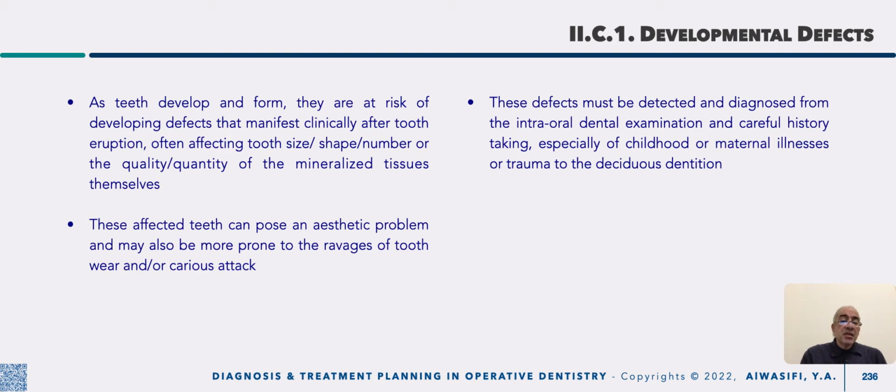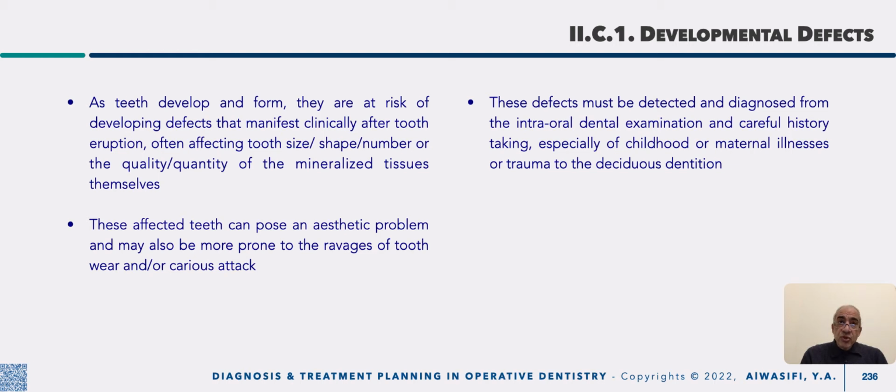These defects may be in the quality and the quantity of mineralized tissue, and may affect the size, shape, or number of teeth itself. Most probably, these defects manifest as aesthetic defects. The problem is that most of the tooth germs of permanent teeth are not present at birth, and that's why we couldn't discover it unless it is erupted.